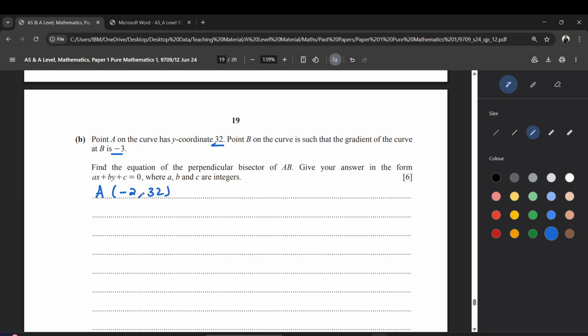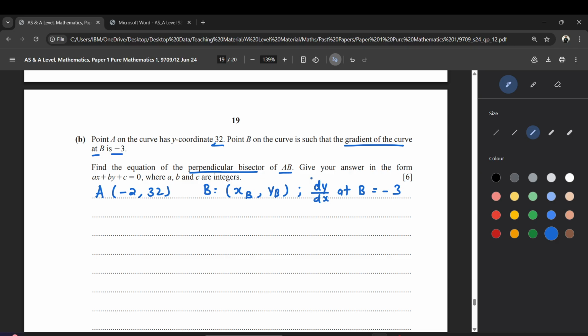Then it also told you that the gradient of the curve at B is this. So we do not know the coordinates of B. So I'm just going to write xb and yb. But what I do know is that dy/dx at B is equal to minus 3. Okay. Find the equation of the perpendicular bisector of AB.